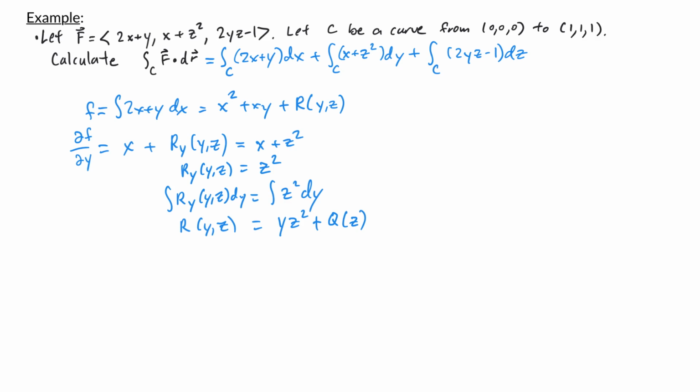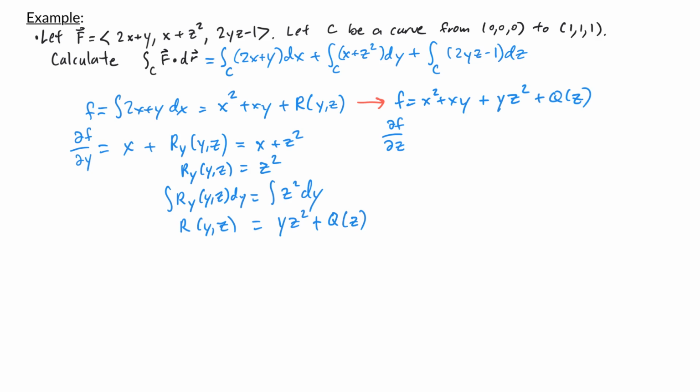So this constant at the end here could involve z's. So now that I know r of yz, I have a better idea of what f is. f I can write as x squared plus xy plus now yz squared plus q of z. Now if f is a potential function for F, then the gradient of f would equal big F. So I need to make sure that the partial derivative of f with respect to z will match the z component of the vector field.